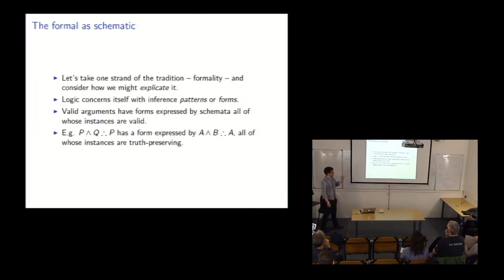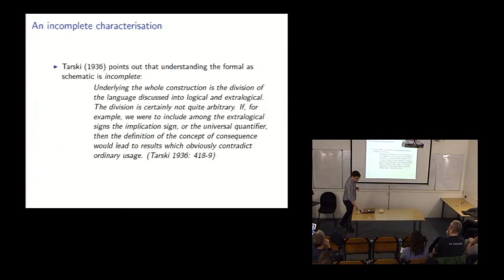Why is that valid? It's valid because it's got that sort of form, and every instance of that form is a good instance. It's never going to take you from truth to falsity. So that's the first sort of idea we might have. And I think that's the idea that Tarski starts out with in his 1936 paper. So this is the famous paper where he defines logical consequence model theoretically. This idea of logic as distinctively formal is clearly in the background, but he notes that it must be incomplete.